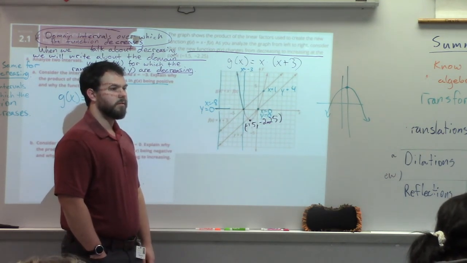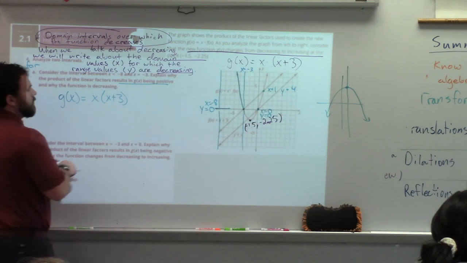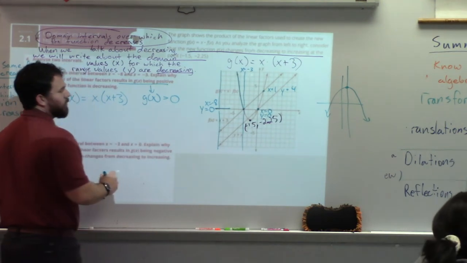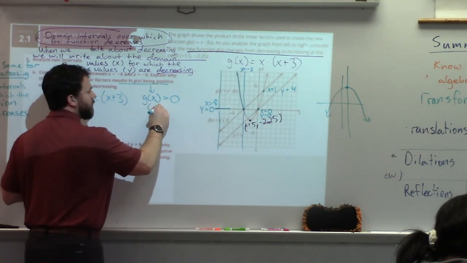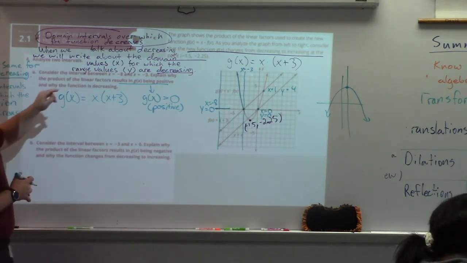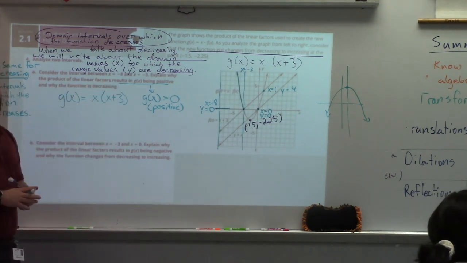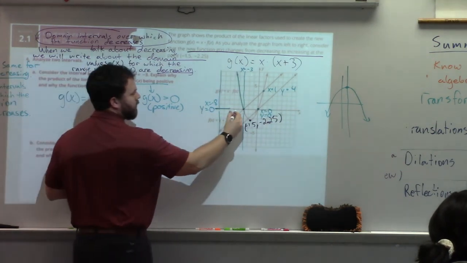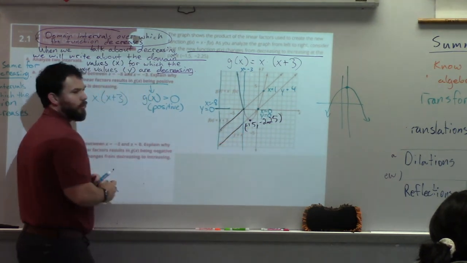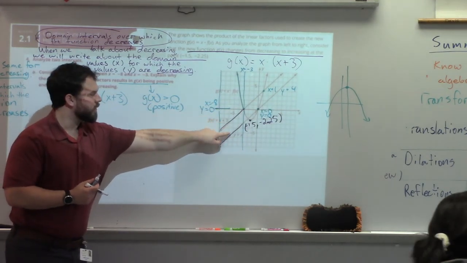That's a part of it. You've got to know the idea of positive right there, okay? So we want to start out that g of x is greater than 0. That means it's positive. That's not really the focus here though. The focus is explain why the product of the two linear factors results in g of x being positive. Look at these values. Are these positive? No, they're negative. They're both negative. So why is g of x positive if both of these are negative?